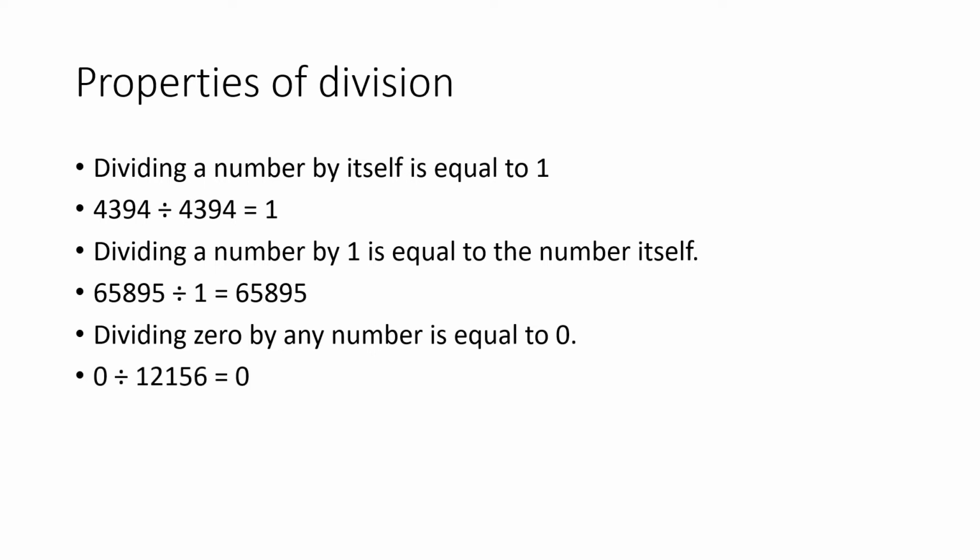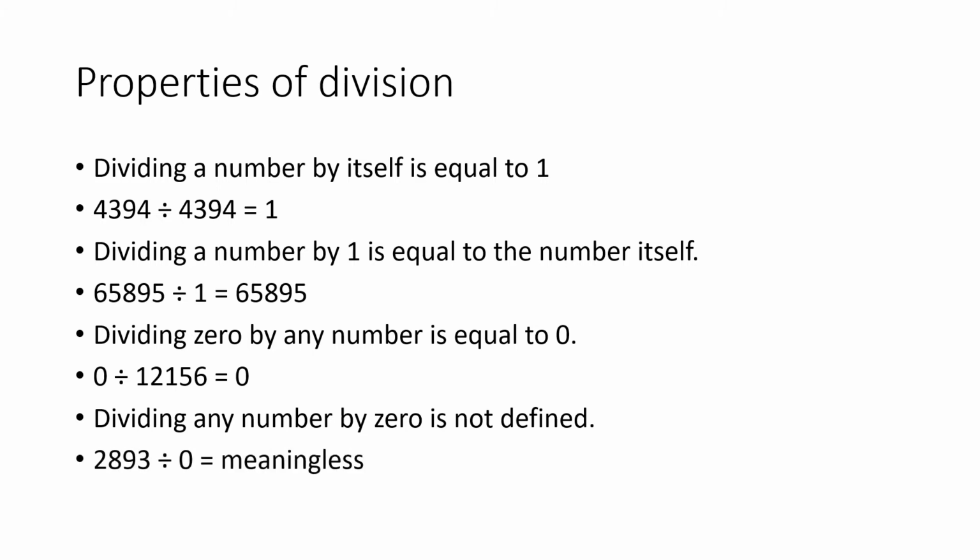Then, dividing 0 by any number is equal to 0. It means if we divide 0 by any number, for example 0 divided by 12,156, the answer will be 0. If we divide 0 by any number, the answer will be 0 only. Then, dividing any number by 0 is not defined. Remember, it is meaningless. So 2893 divided by 0 is meaningless.